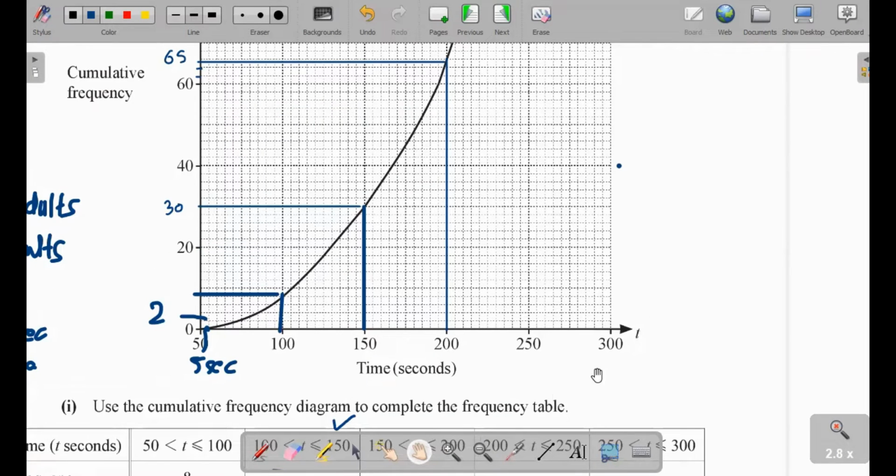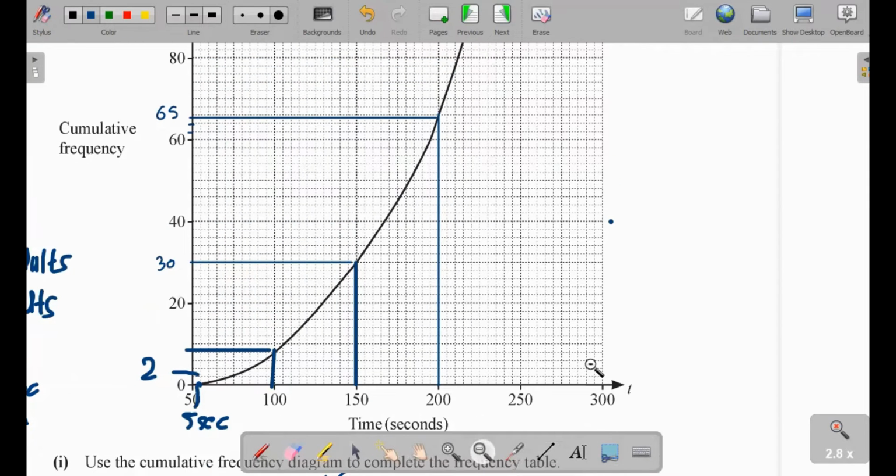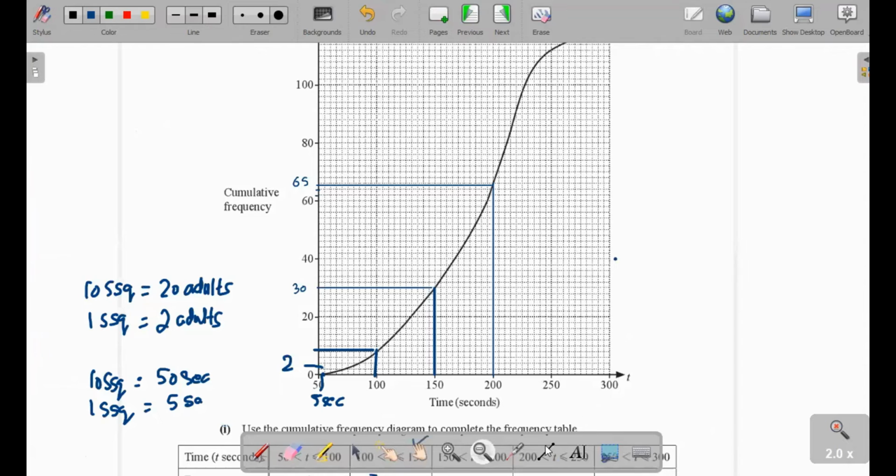Number of adults who completed the puzzle in 250 seconds. We mark the second line here. Now the line meets the curve. The 250-second line meets the curve at this position. And we see what the value of the cumulative frequency is here.